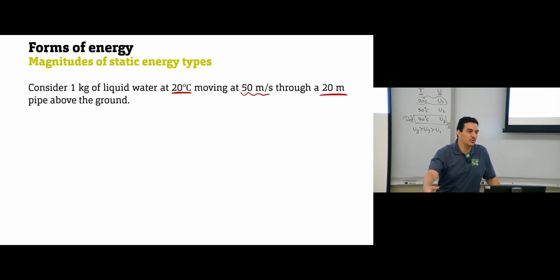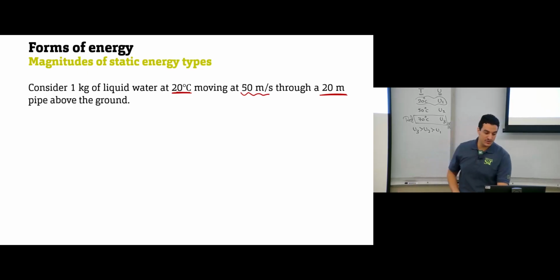You can expect that, since internal energy is affected by temperature, and the temperature is low, the value of the internal energy will be low. Make sense? Then we have very high speed, so the kinetic energy will be huge. The elevation is huge, so the potential energy will also be significant.